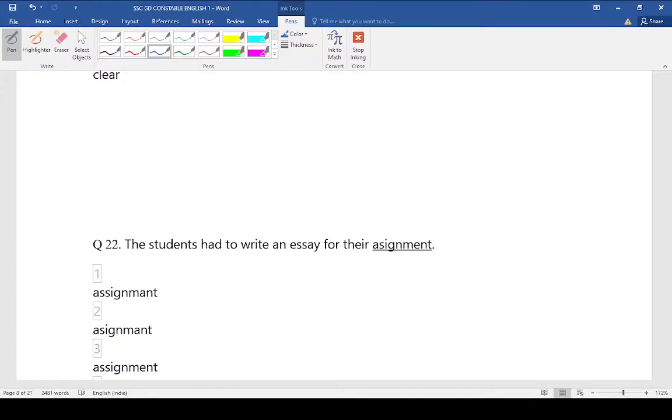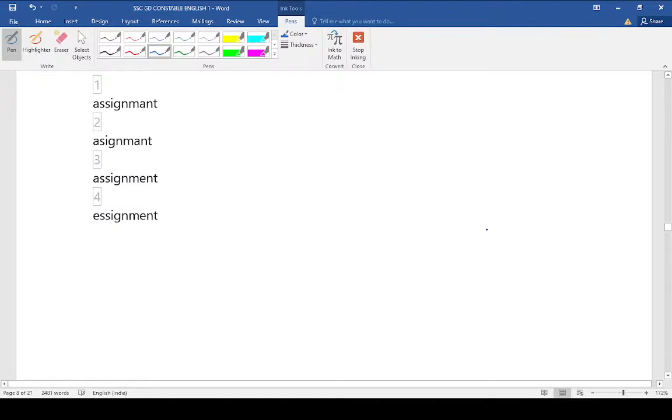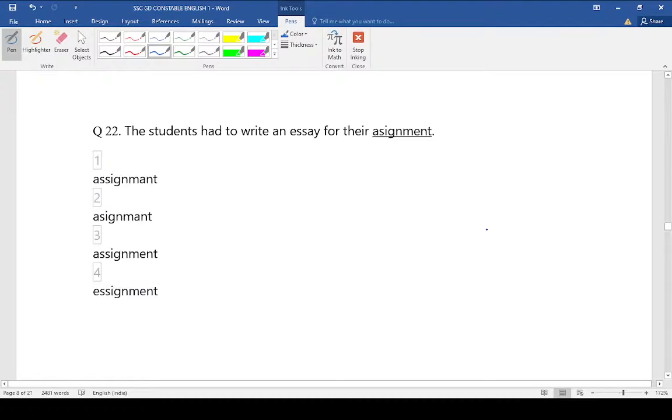The students had to write an essay for their assignment. Here we have to find the error in the underlined word. Is the spelling correctly written or not? If it is incorrect, what will be the correct word? What is the correct answer? Assignment, A-S-S-I-G-N-M-E-N-T. This is the correct word. When a task is given to the students, that is known as an assignment. So next question.